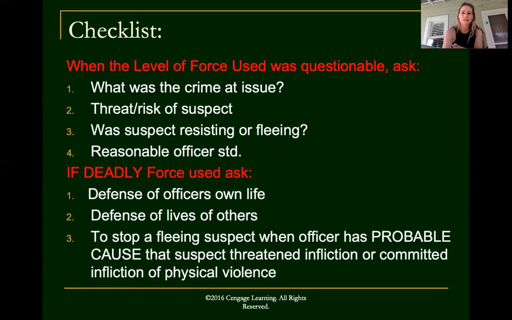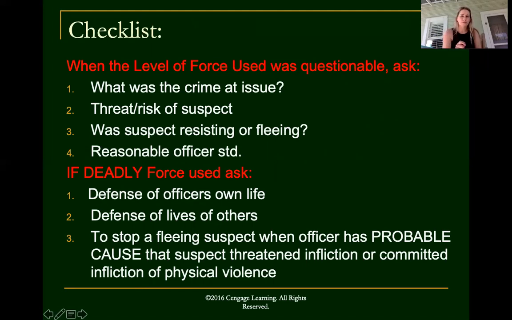So as a checklist, I want you guys to use this moving forward. So when you look at whether or not the level of force used was reasonable, you ask, what was the crime? Was the suspect posing a threat or risk? Were they trying to resist or flee? And then use the reasonable officer standard. If deadly force was used, you ask those top 3 questions, okay?